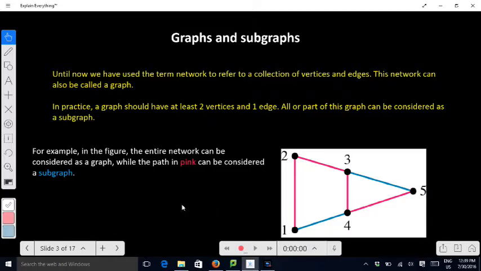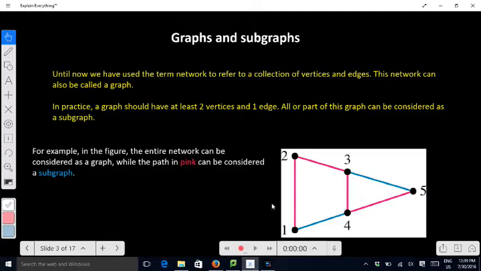So until now, we have used the term network to refer to a collection of vertices and edges, and this network is called a graph. In practice, however, a graph should have at least two vertices and one edge. All or part of this graph can be considered as a subgraph. So a subgraph basically means we use all of the original graph or just parts of it.